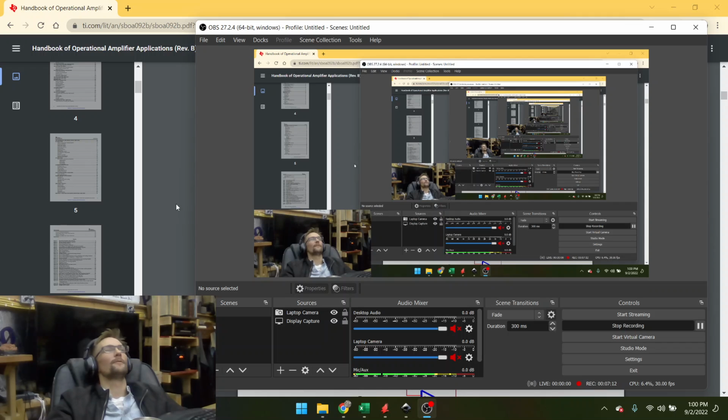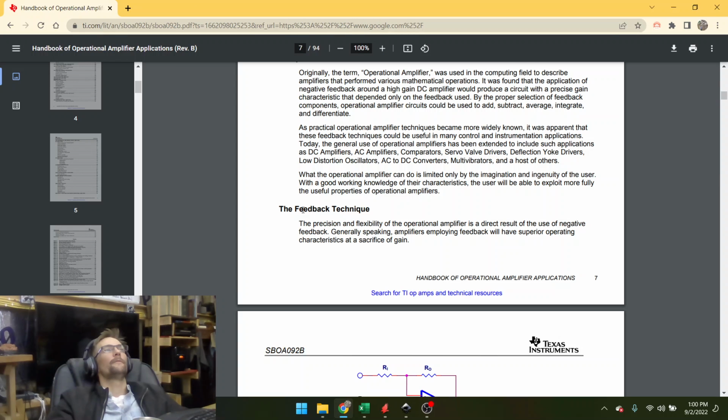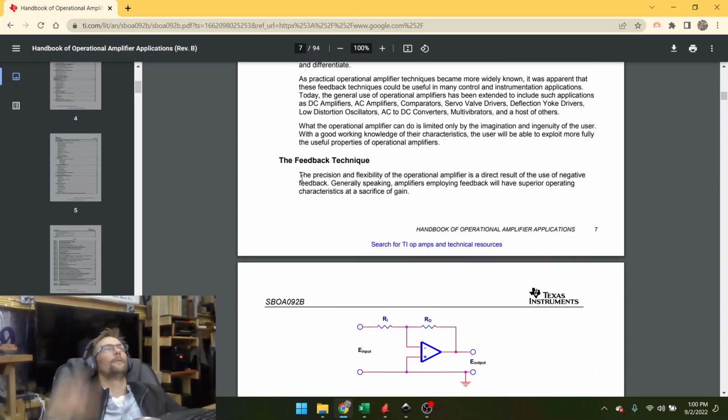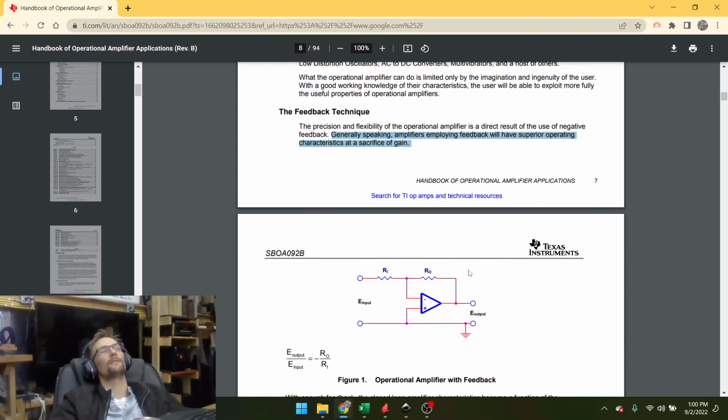All right, microphone's still good. The feedback technique. The precision and flexibility of the operational amplifier is a direct result of the use of negative feedback. Generally speaking, amplifiers employing feedback will have superior operating characteristics at the sacrifice of gain.